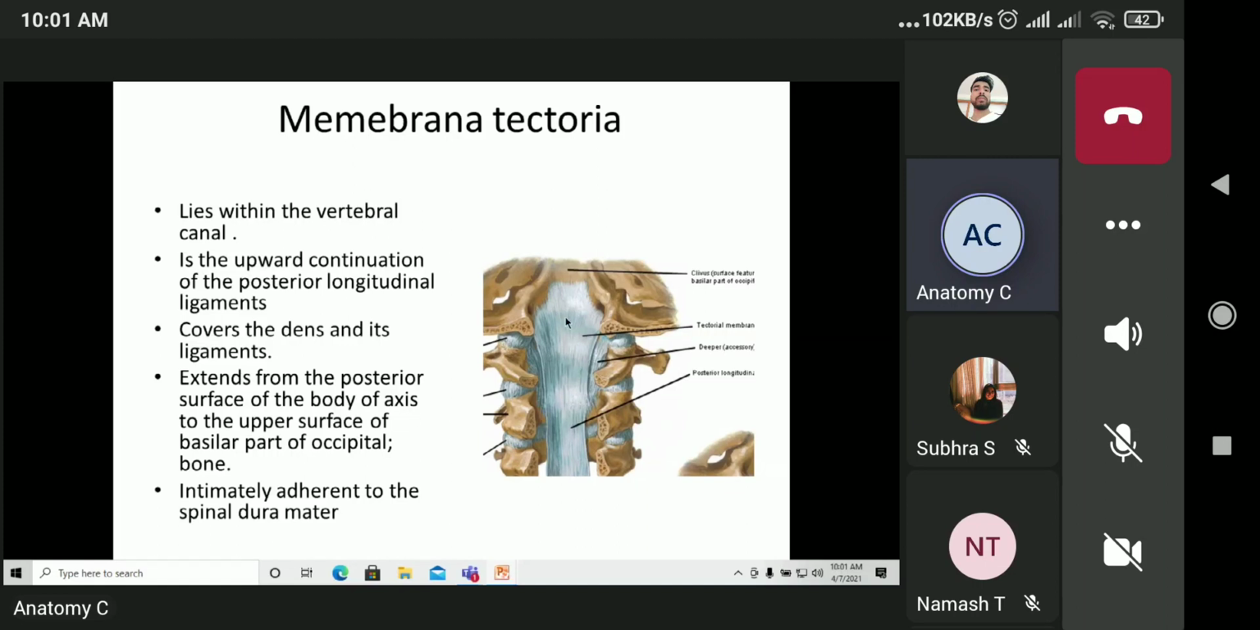It covers the dens and its ligament. It extends from the posterior surface of the body of the axis to the upper surface of the basilar part of the occipital bone. It is intimately adherent to the spinal dura mater, as it lies on the inner surface of the vertebral canal and the spinal dura mater passes from here.